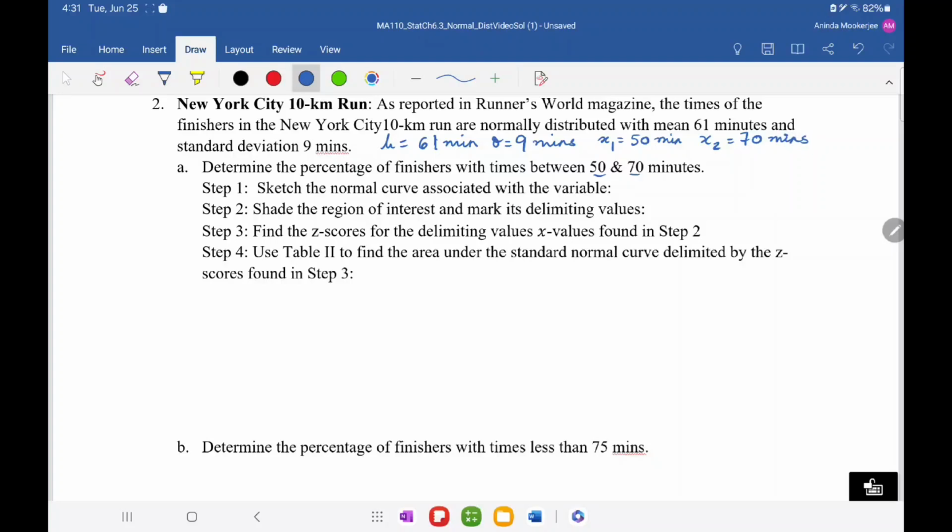All right, so given this data, we will have to find the percentage of finishers. Again, percentage translates back to area under the curve. And area under the curve goes back to z values, because you need to know the z values in order to find the area under the curve from the table. And of course, we have to start with x sub 1 and x sub 2, and have this data available to us in order to calculate the z scores, the z values.